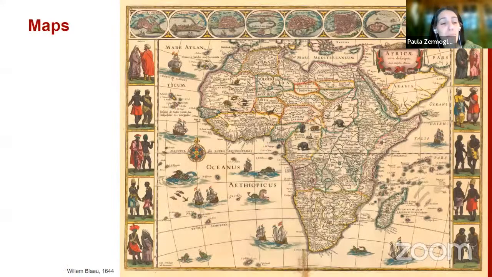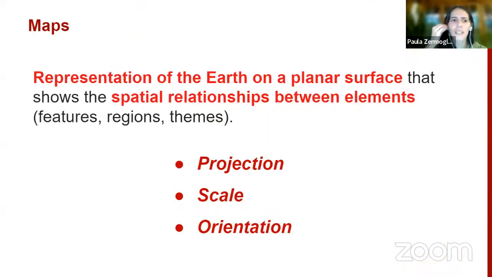So we're going to go to maps. Maps, we have probably all seen maps at some point, either paper maps or digital maps. But there are some important topics that we need to mention about maps. So let's start with this: a map is a representation of the Earth on a planar surface that shows us the spatial relationships between different elements on that map. And there are three features that we need to pay attention to. One is the projection of the map, another one is the scale, and finally the orientation.